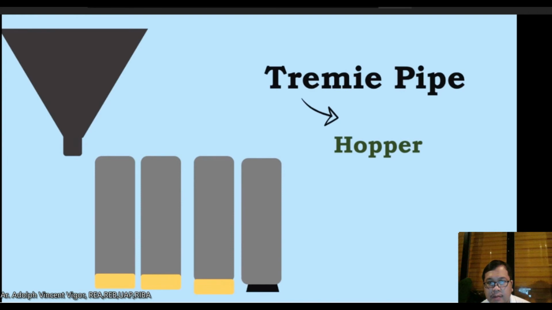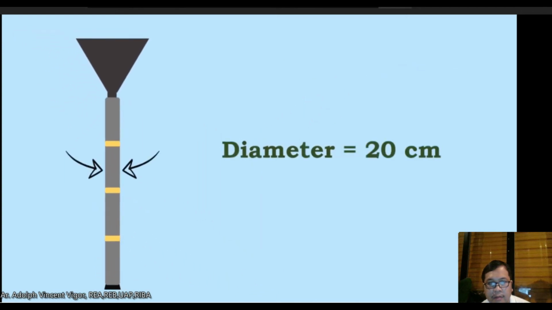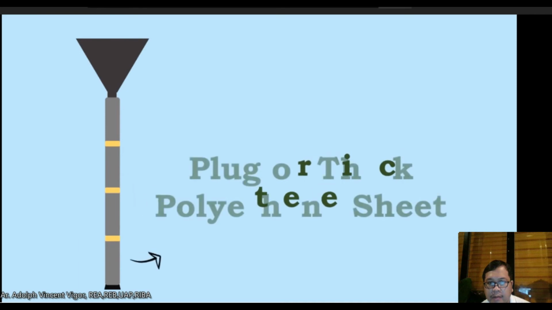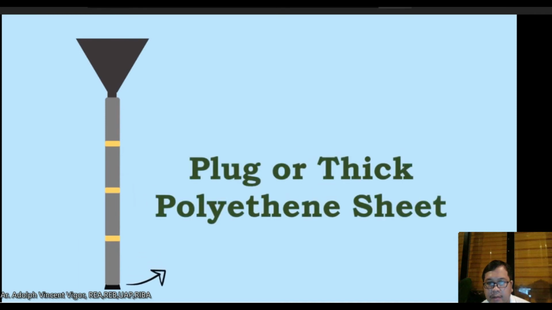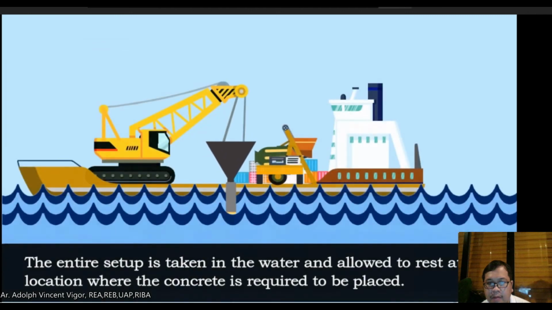The word tremie is derived from the French word for hopper. The diameter of a tremie pipe is about 20 centimeters, capable of easy coupling for increase or decrease of length. Generally, the bottom end is closed with a plug or thick polyethylene sheet or such other material. A funnel is placed on the top end to facilitate pouring of concrete. The entire setup is taken into the water and allowed to rest at the location where the concrete is required to be placed.